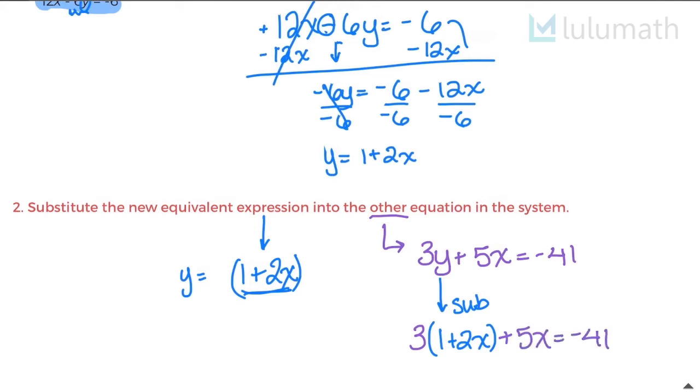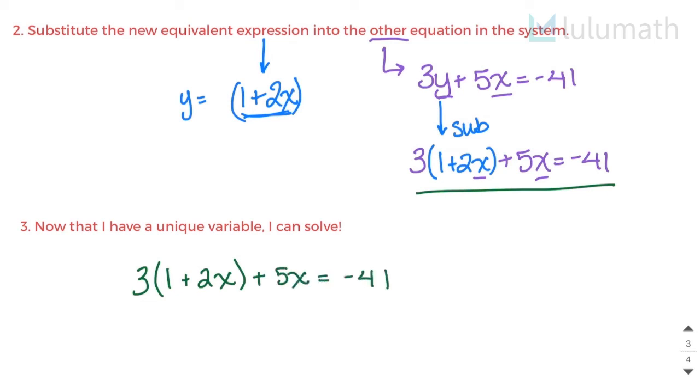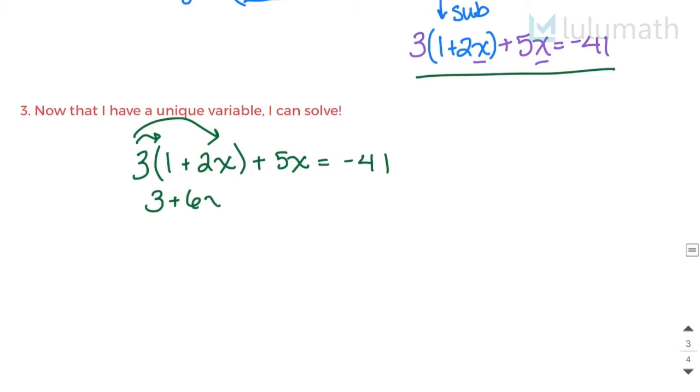Again, our goal was to go from having two different variables to having one unique variable. So now that I have one unique variable, I will solve my equation. So I'm just going to rewrite this equation that we have here. So 3 times the quantity 1 plus 2x, plus 5x equals negative 41. So I'm going to distribute the 3 through. So 3 times 1 is 3. 3 times 2x right here is 6x. And then I'm going to copy the rest of the equation down. Plus 5x equals negative 41.